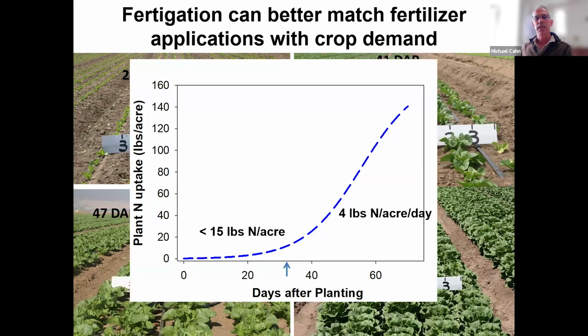The uptake rate of a lettuce crop or a leafy green crop, very early on, as Joji mentioned, there's not much uptake until you get almost halfway through the season, and then it's quite rapid. So with fertigation, you can hold off on applying the fertilizer till the point where the crop needs it and really spoon feed it, like Joji demonstrated with that case study with strawberries.